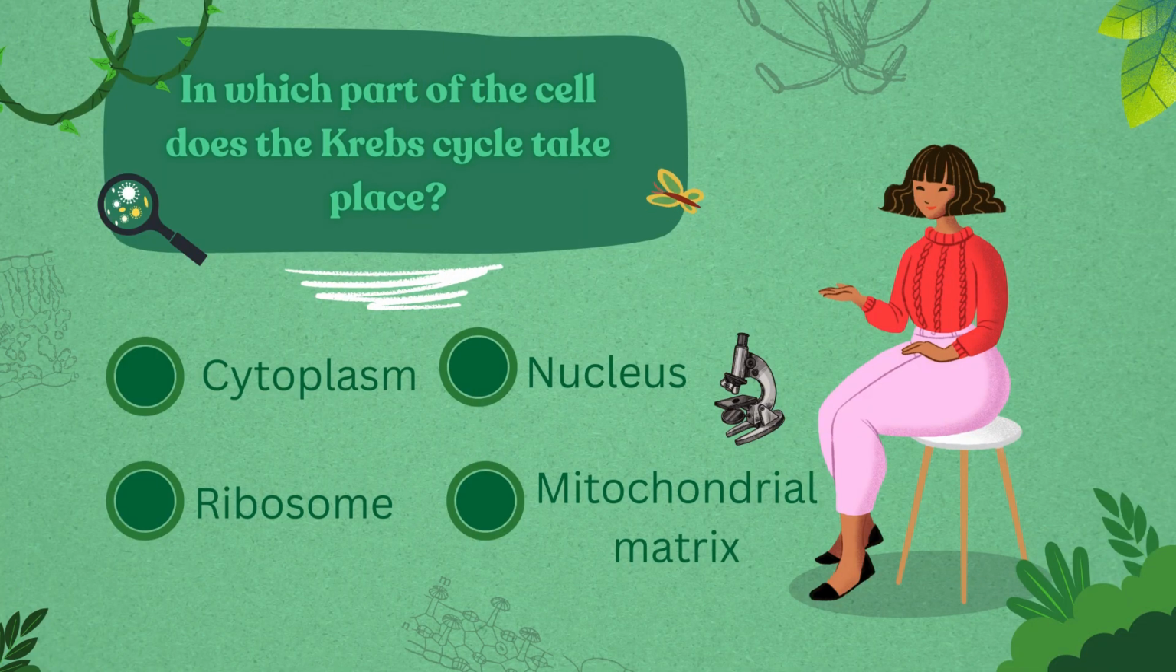In which part of the cell does the Krebs cycle take place? Cytoplasm, ribosome, nucleus, mitochondrial matrix. Answer: 4. Mitochondrial matrix.